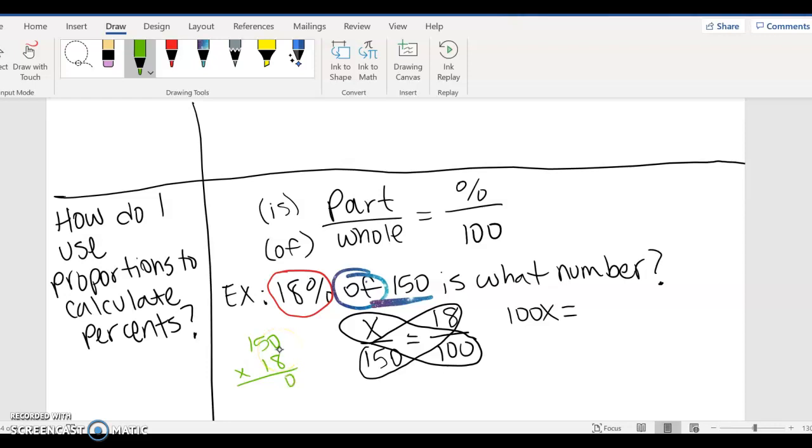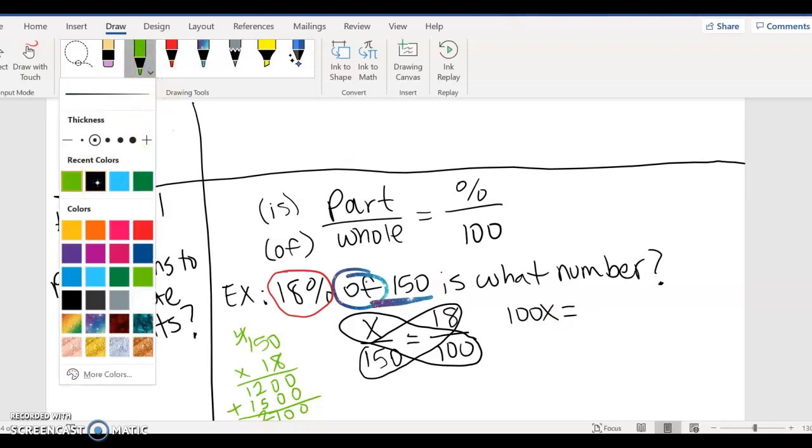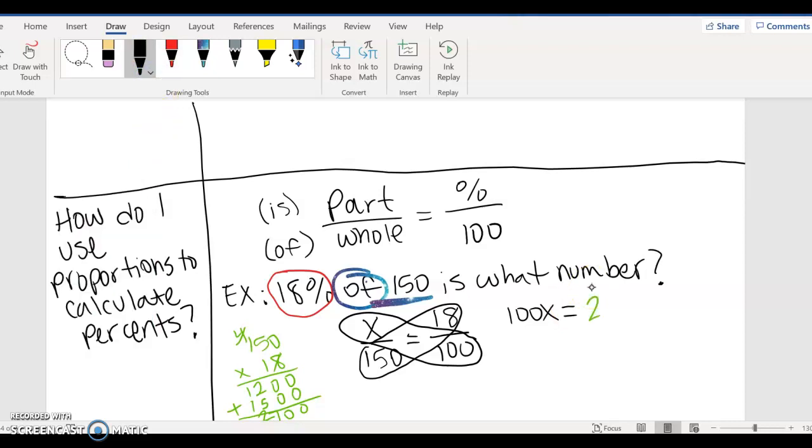8 times 0 is 0. 8 times 5 is 40. 8 times 1 is 8, plus 4 makes 12. 1 times 0 is 0. 1 times 5 is 5. 1 times 1 is 1. We put that together, and we get 2,700.